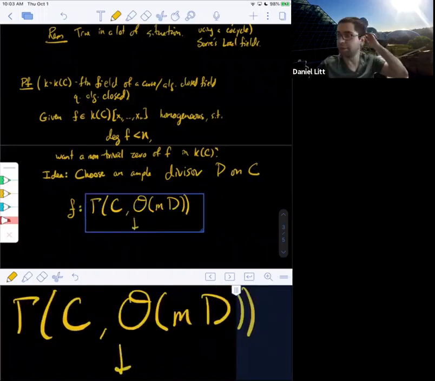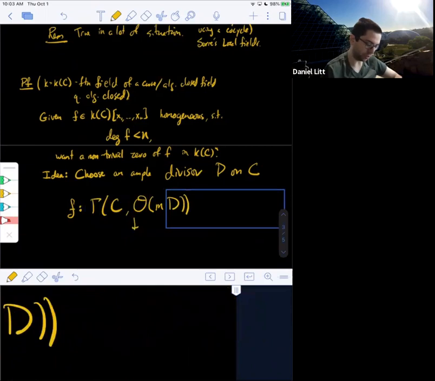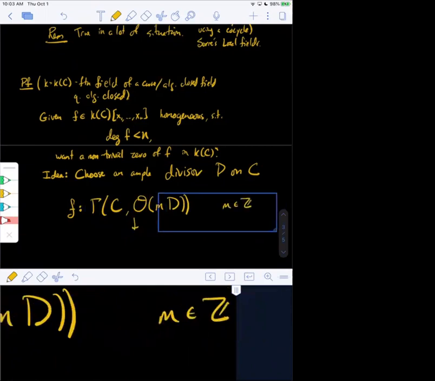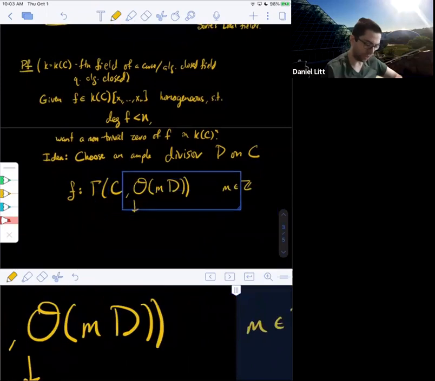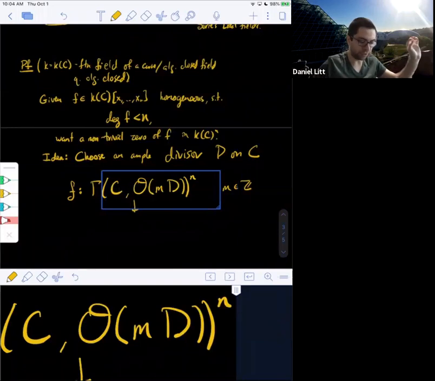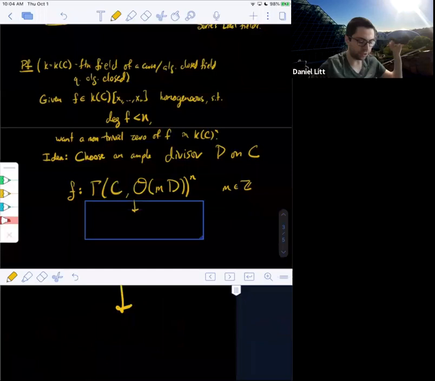All right, so can anyone tell me where this lands? Suppose I plug in some element. What was this, global sections of C with coefficients in O of MD? It's rational functions on C with poles bounded by M times D, where M is just some integer. And it should be a function on this to the n, meaning I'm going to plug in for each of these xi's a rational function on C with bounded poles. So where does f send such an n-tuple?